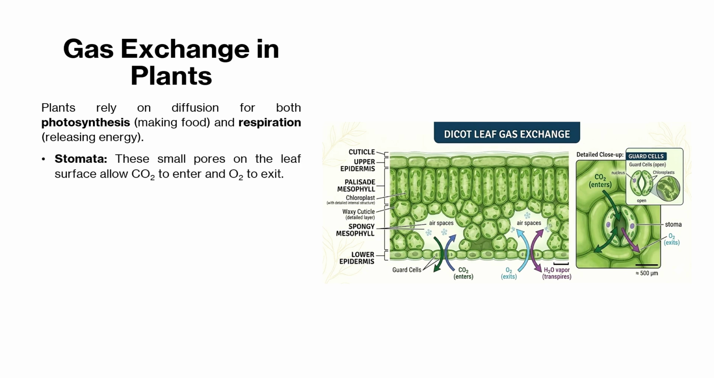To make this happen, the plant uses specialized doorways, which we call stomata. In this picture, you can easily identify where the stomata are. These stomata are tiny pores, mostly on the underside of the leaf. They allow carbon dioxide to enter for photosynthesis and let oxygen, as a byproduct, exit.